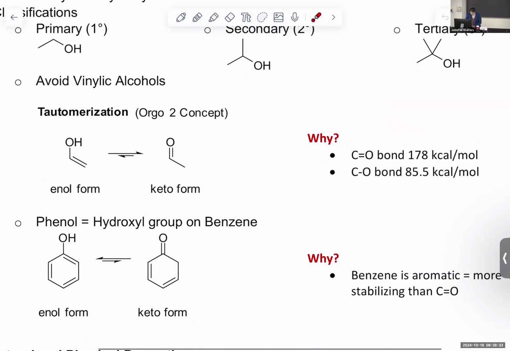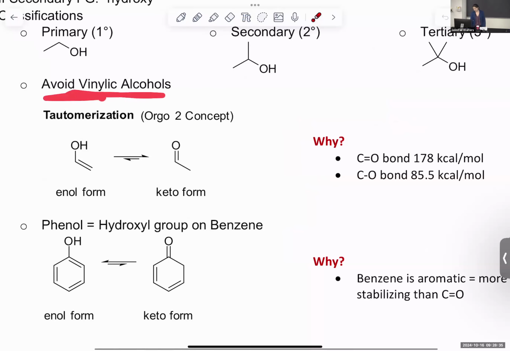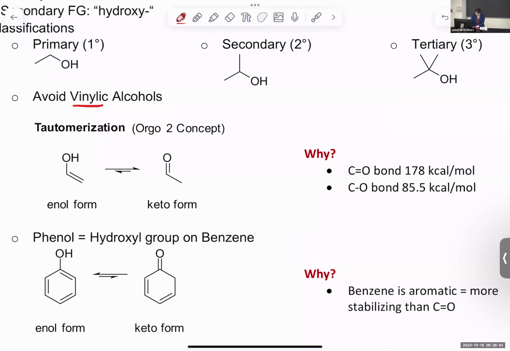And we want to avoid vinylic alcohols. So when we're talking about these, we want to keep this in mind. A vinylic alcohol, remember, vinylic means that you are attached to the alkene. That's our vinylic position, is that you are directly connected to your alkene. So another name for a vinylic alcohol is an enol. En for the alkene, ol for the alcohol.